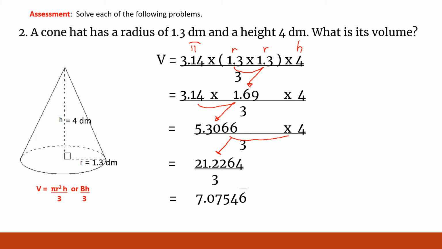7.07546 bar. Ibig sabihin nun, paulit-ulit na yung 6 dun sa hulihan. Therefore, to the nearest hundredths, it's now 7.08 cubic decimeters. At ito mga bata, ang sagot sa problem number 2.